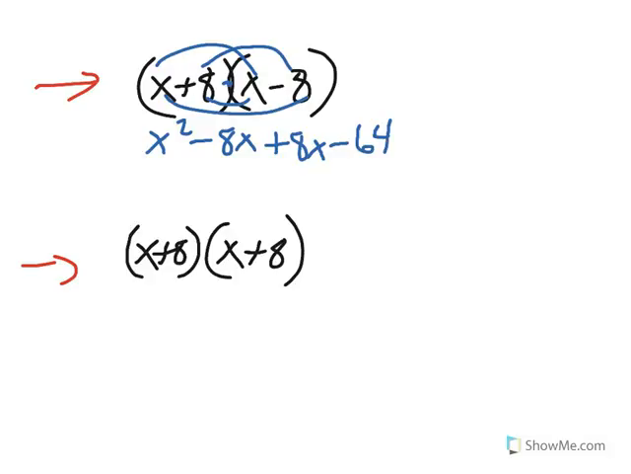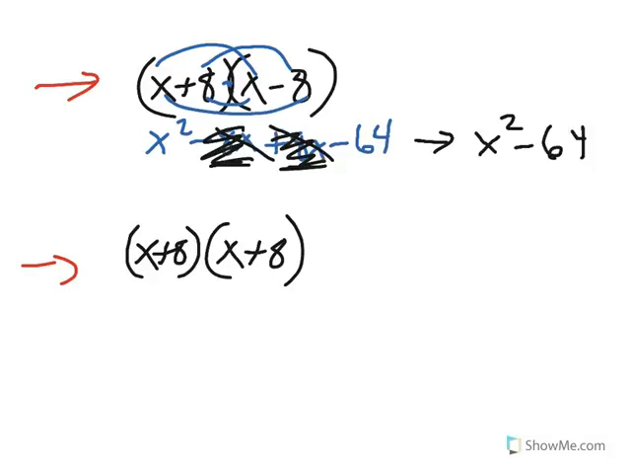Now as I look at this one, what jumps out at me is I got these two like terms that I put together, but in this case, negative 8 plus 8 gives me 0. Those things cancel out. So right here I'm left with x squared, and this is gone, and this is gone, and now I just have negative 64.